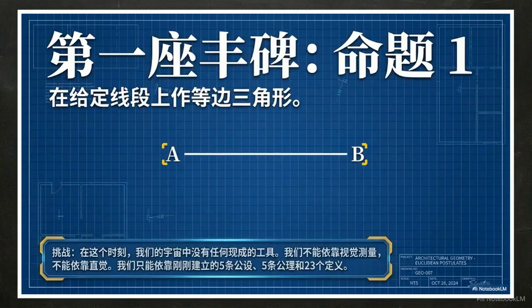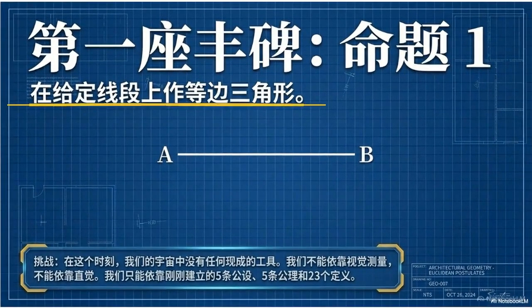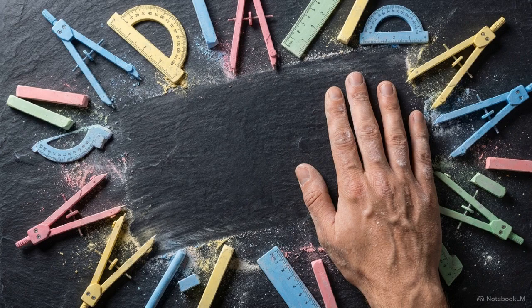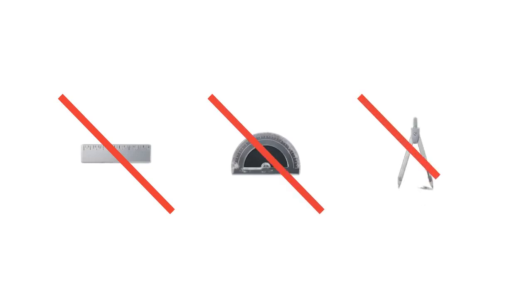This diagram shows a single line segment, AB. We need to construct a perfectly precise equilateral triangle on top of it. To ensure the result is perfect, we have one rule. We cannot use physical measuring tools. No rulers, no protractors, and no estimation.